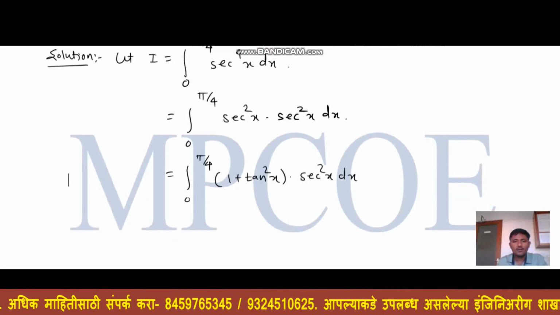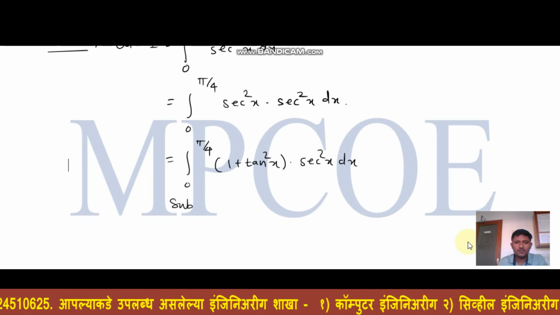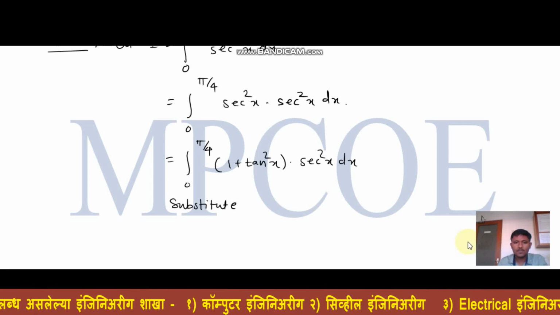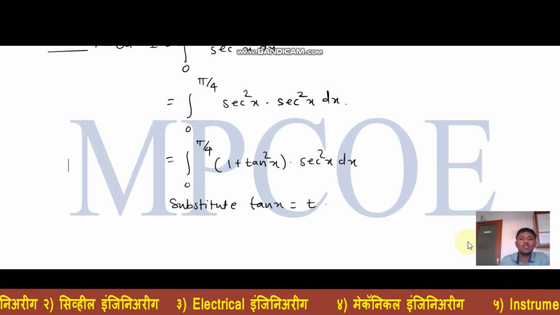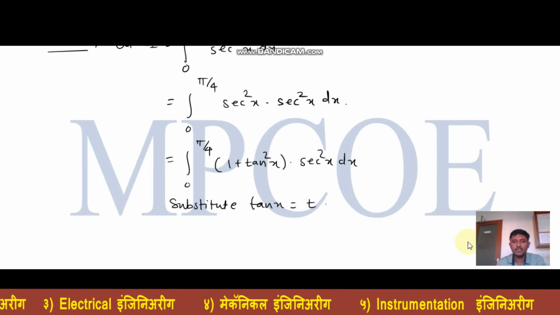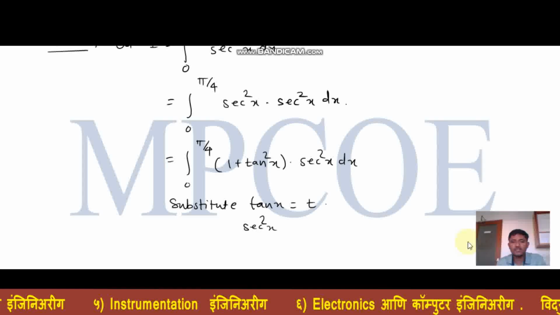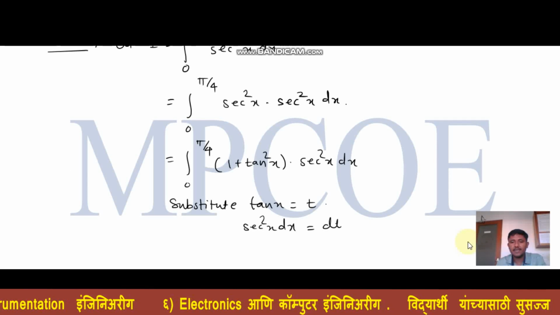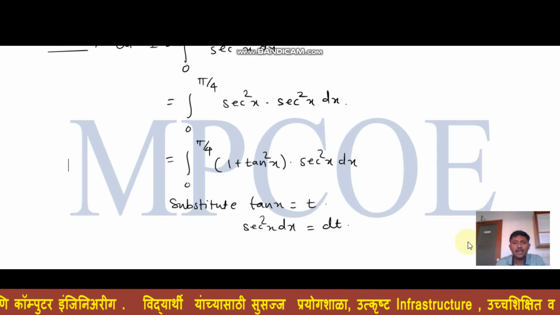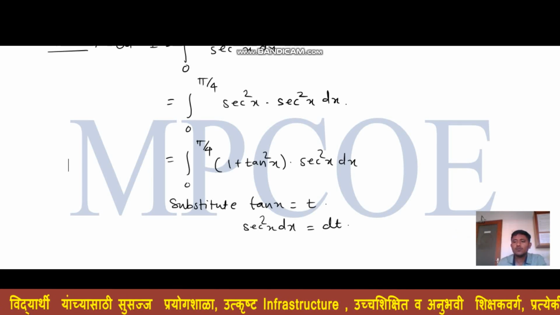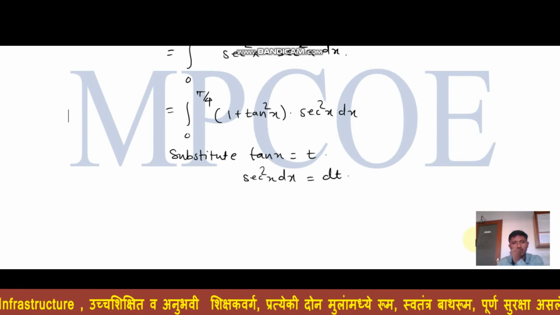Now we will use the standard substitution: substitute tan x is equal to t. If we differentiate tan x with respect to x, we get sec square x dx, and that will be dt. So in place of sec square x dx we may put dt, and in place of tan x we will put t. Now we will see how the limits change.